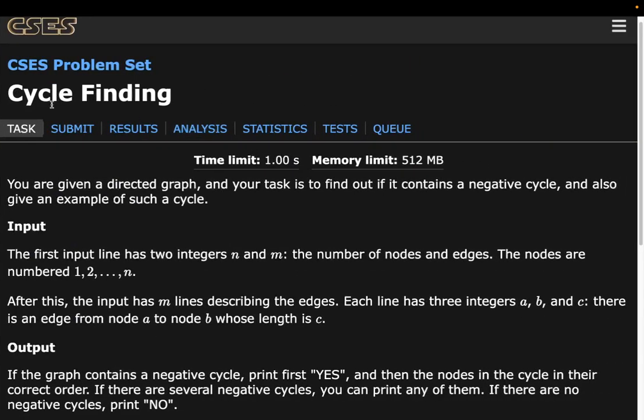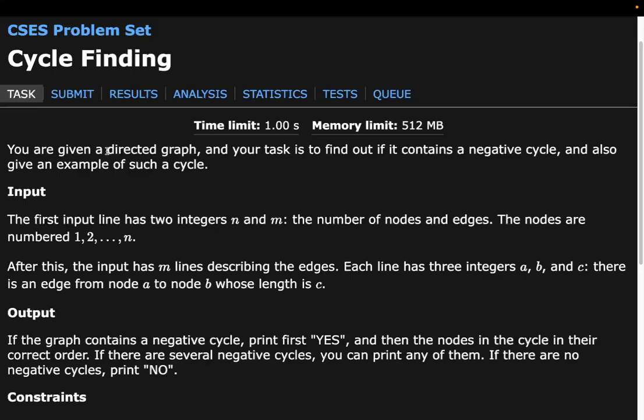Today we are going to discuss the problem Cycle Finding from the CSES Graph problem set. Let's go through the problem. You are given a directed graph and your task is to find out if it contains a negative cycle. And also you have to give an example of such a cycle.